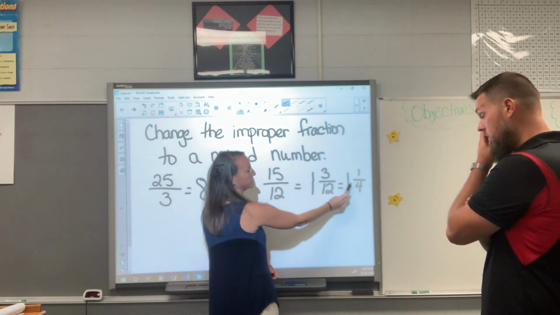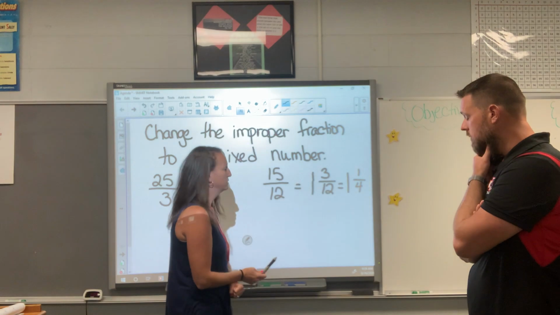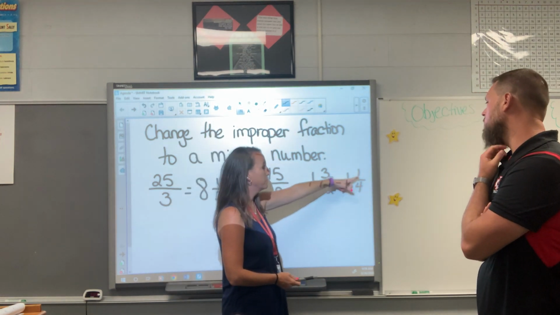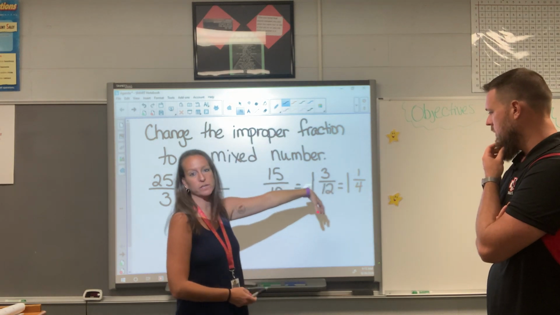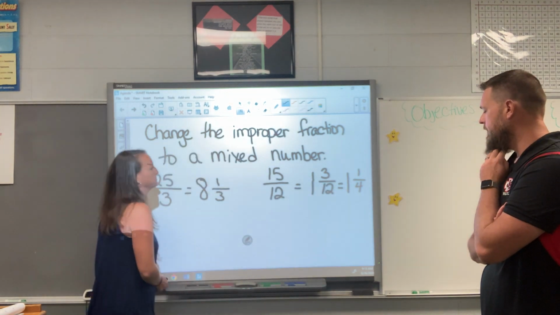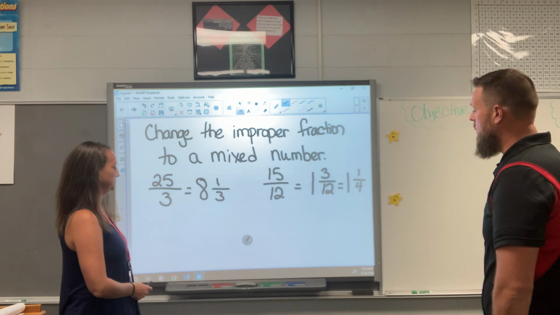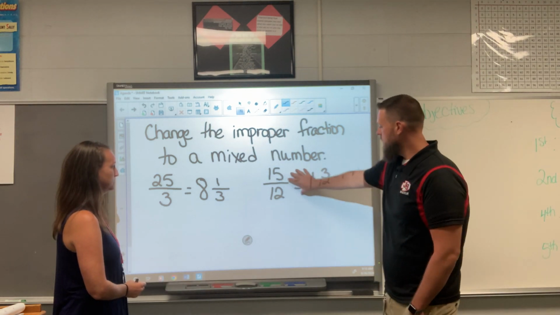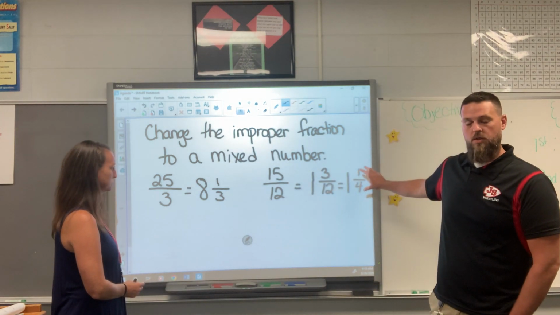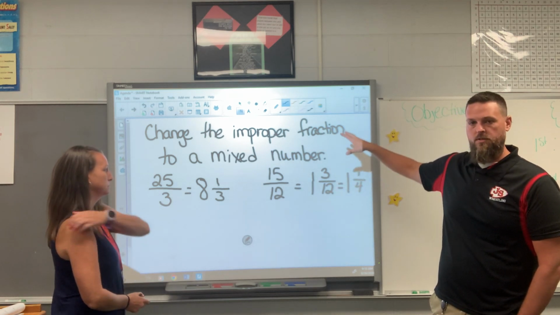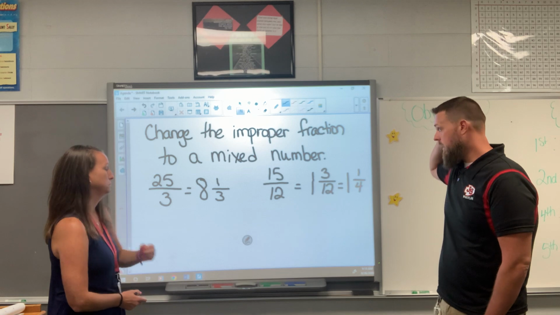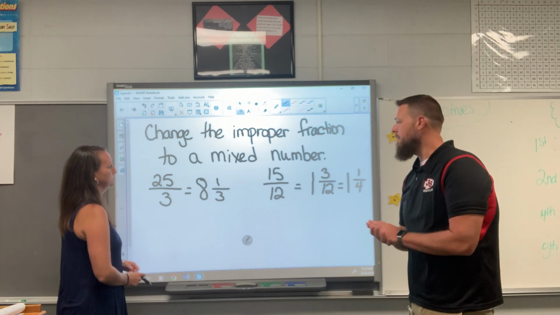So again, all 3 of these fractions are equivalent. You might have to simplify again, but I know that 1 and 4 have no common factors other than 1, so I can't reduce it. All 3 of these are equivalent to each other, so they can be interchanged and used in different situations. So that's how you go from an improper fraction to a mixed number.